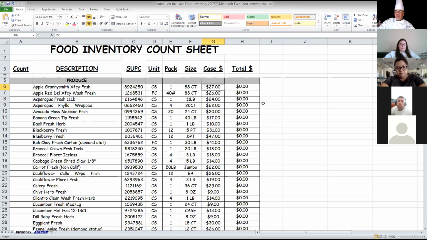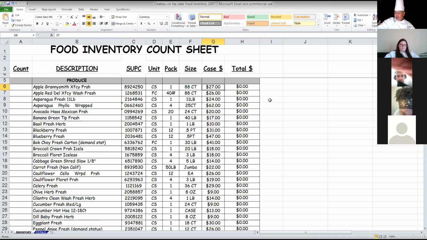Now, how do you find out the cost of apples? You take 27 divided by 88. Right on the left-hand side where it says size, 88 count, that means there were 88 apples in that case. You want to make apple pie with 2 apples? You take 27 divided by 88, and that is your price per apple. Follow me now?